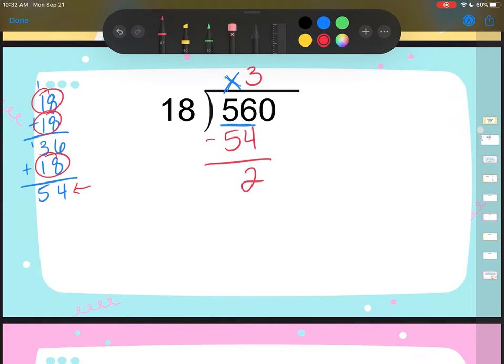So 18 can't go into 2, right? So I'm going to have to bring my 0 down. So 18 couldn't go into 2, but now it can go into 20, right? Well, I know 18 goes into 20 only one time. 1 times 18 is 18. And I subtract and I get 2. So my answer would be 31, remainder 2.